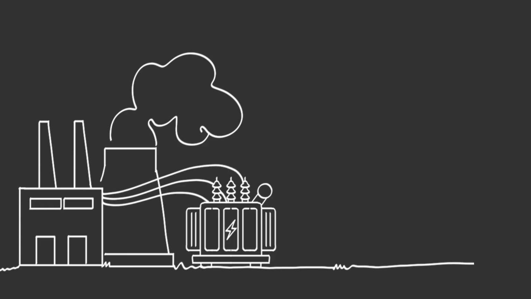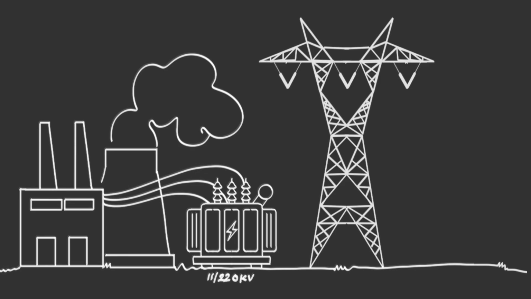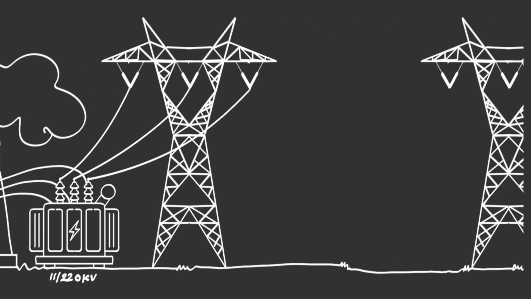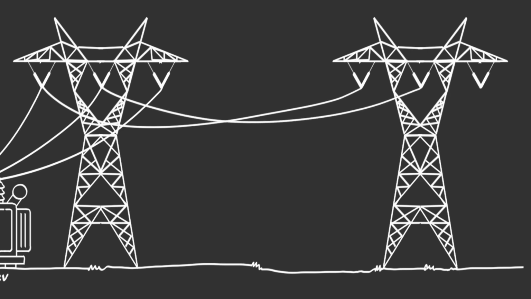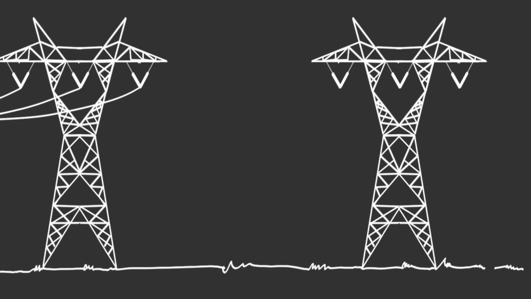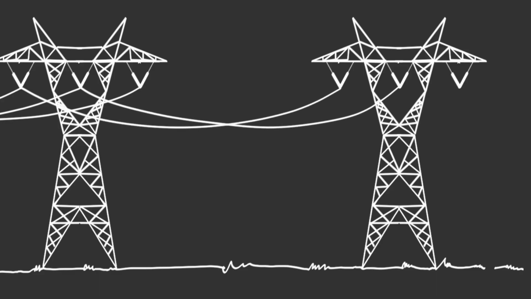Suppose this is an 11 over 220 kilovolts step-up transformer. So the output of the transformer is 220 kilovolts, and that will be transmitted through this transmission tower line as shown. This transmission line may also be an underground cable, but for long-distance transmission, we still use overhead transmission lines. The voltage level may be 132 kilovolts, 220 kilovolts, 400 kilovolts, or even 765 kilovolts. In our case, we have stepped up the voltage to 220 kilovolts.